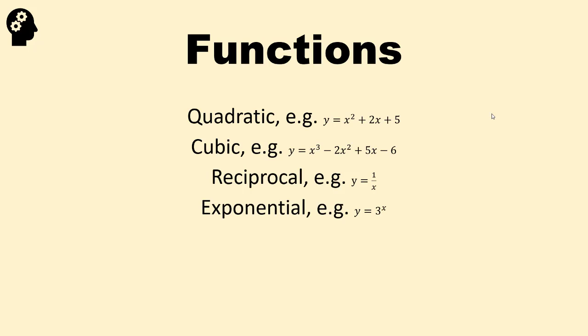Reciprocal graph, for example, can be y equals 1 over x, and exponential graph can be in the form of y equals 3 to the power x, or 2 to the power x, or 4 to the power x. And circular graph, for example, can be in the form of x squared plus y squared equals 25.